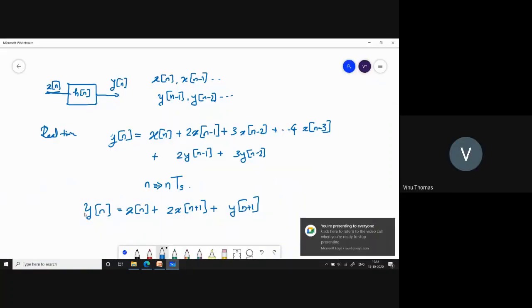Is this possible? y of n is equal to x of n plus 2 into x of n plus 1. What is x of n plus 1? x of n, n being your current sample, so x of n plus 1 should be the next sample, right? Yes, sir. Okay, so that is a sample that has not yet come. So n is your current dimension. Plus y of n plus 1. What is y of n plus 1? It is the next output sample, right? Yes, sir. Okay. So now my question was, you are processing in time.